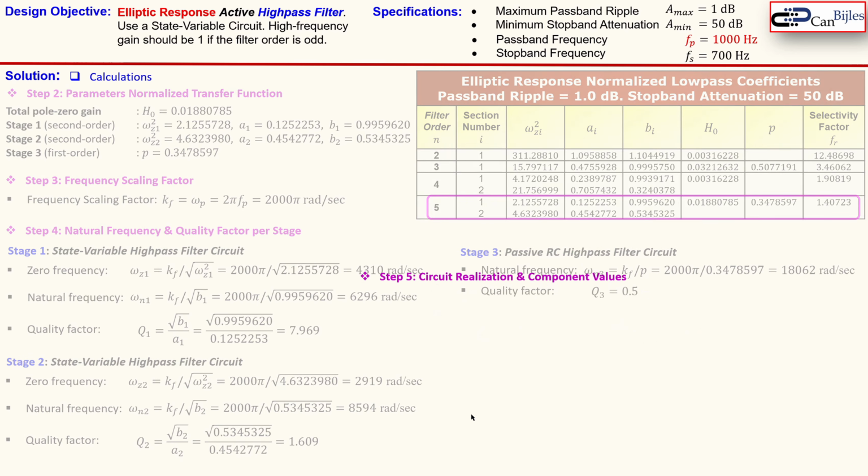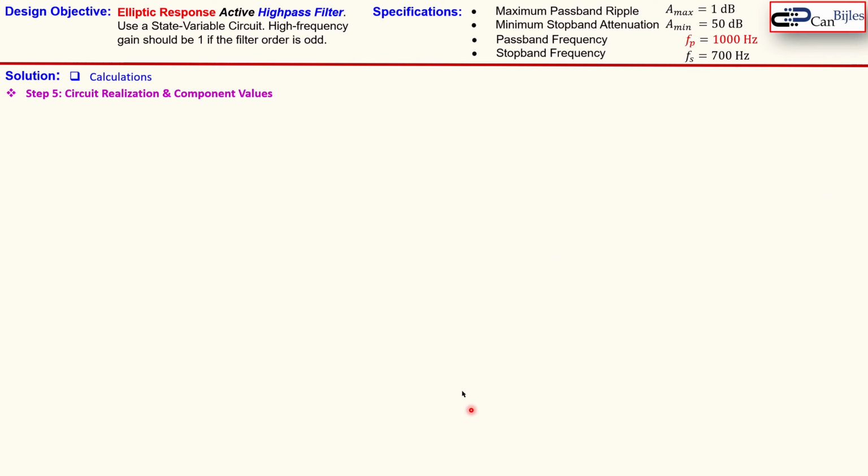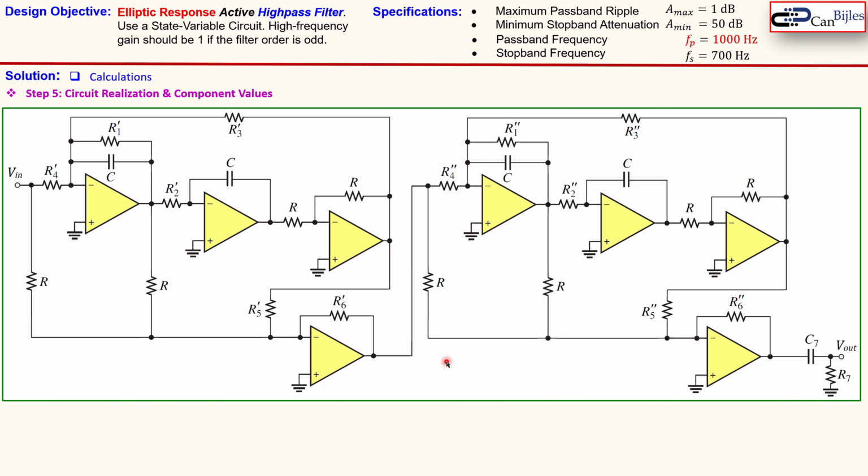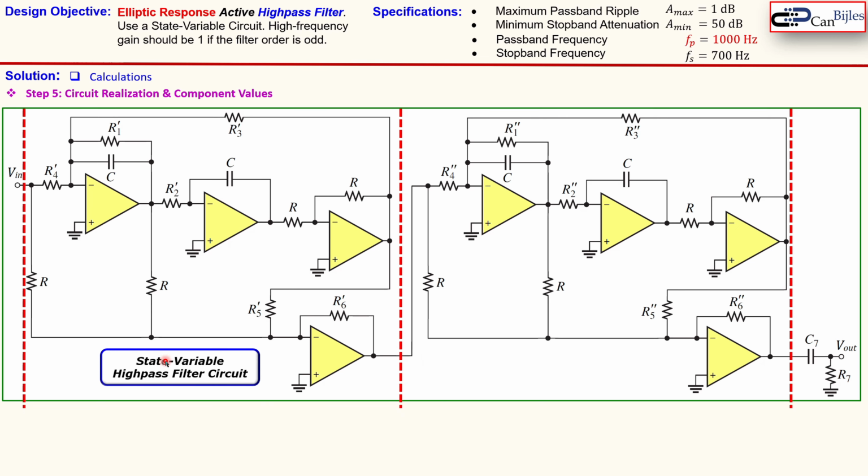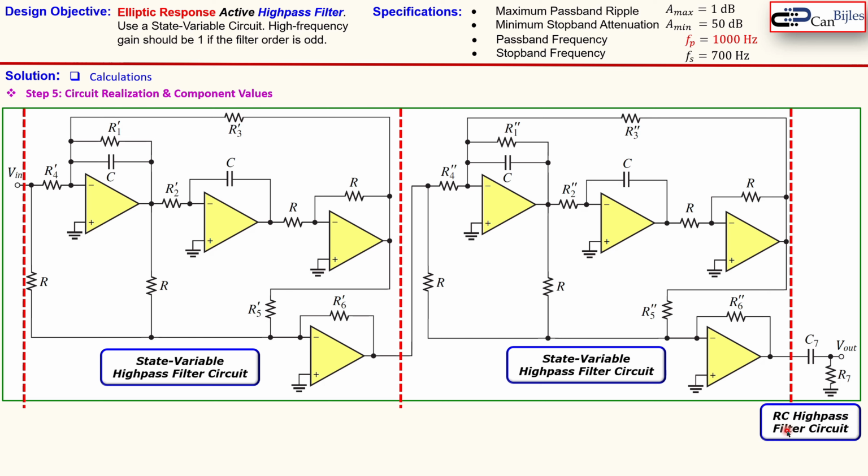So we have now the necessary information in order to calculate now the component values for our circuit realization. So step 5. Our circuit realization will be then this. In this case you see here the 3 stages. First stage here, the state variable high pass filter circuit, and again this complete thing is the state variable high pass filter circuit. And you see here the RC high pass filter circuit, which is a passive RC high pass filter. This is stage 1, this is stage 2, and this is stage 3. So we need to calculate here the components. You see here the primes for the first stage, the double prime for the second stage, and you see here the C7 and the R7 for the third stage.